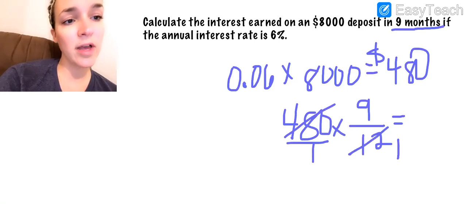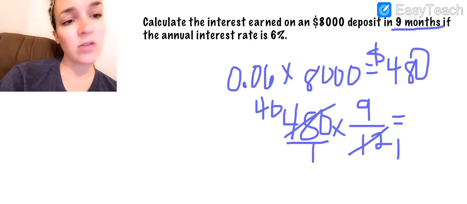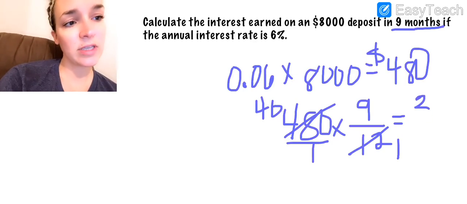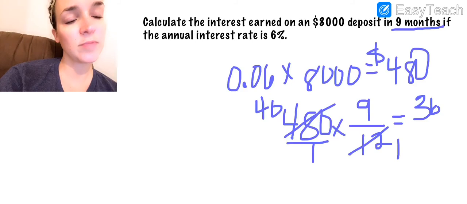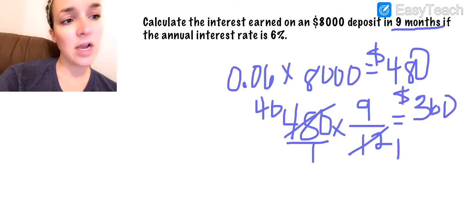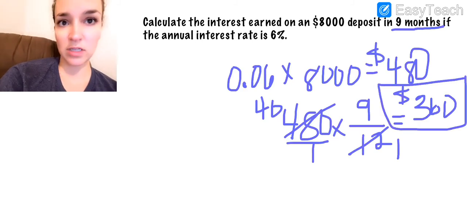This would become a 1. This would become a 40. So then 40 times 9 would be 360. 1 times 1 would just be 1. So then in 9 months, you would earn $360.